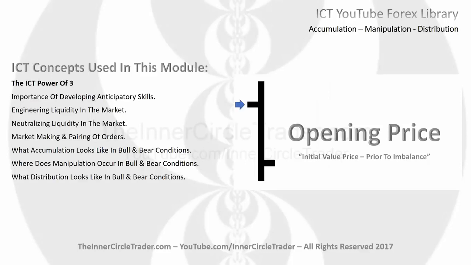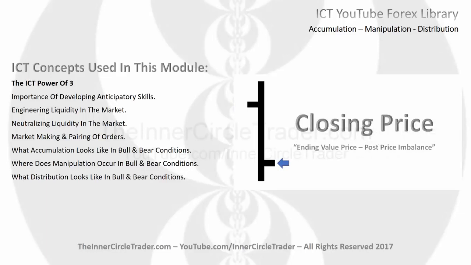And again, the opening price, much like we just said, but just for completeness' sake, it is the initial value price prior to any imbalance. The closing price is the ending value price of that time interval that you're measuring. In other words, what time frame you're looking at. If this is daily, it's the ending value for the daily range post or after the price imbalance. In other words, the movement that took place between the open and where it's now closing.